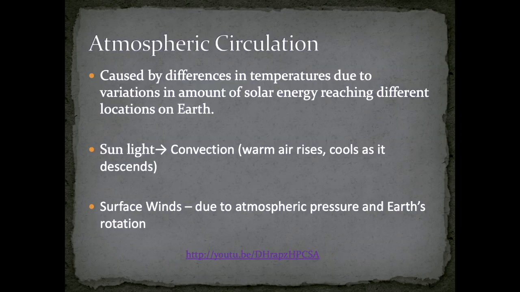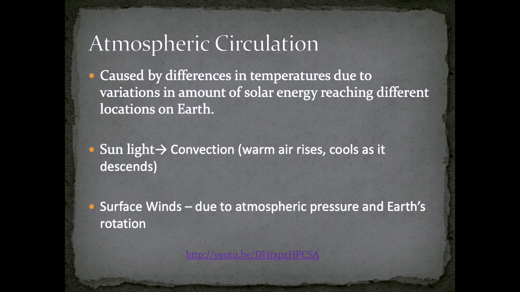So in terms of atmospheric circulation, remember in a previous lecture we spoke about the angle of incidence, the angle of the sunlight striking the surface of the Earth. Depending on that angle will depend upon how much light, how much heat, how much energy is delivered to the surface. In this case, the atmospheric circulation is caused by the differences in the temperature, again due to the variations in the amount of solar energy, the angle of incidence.